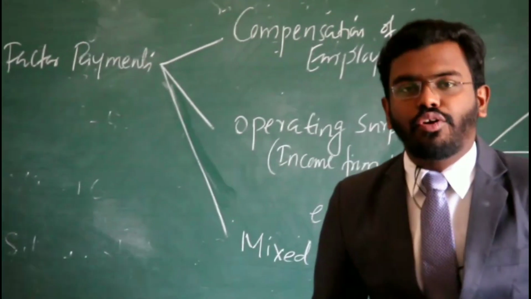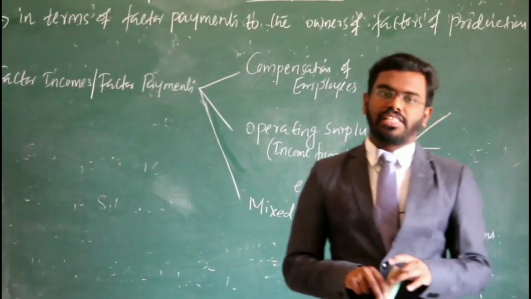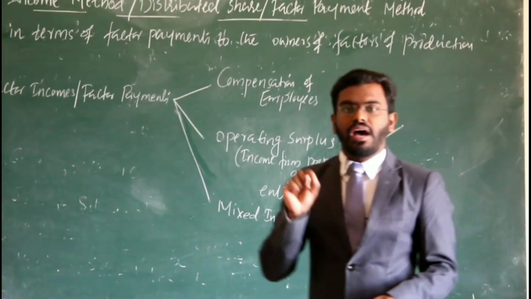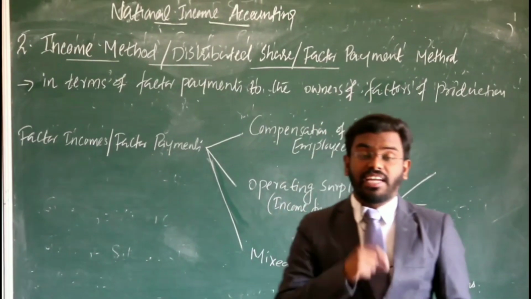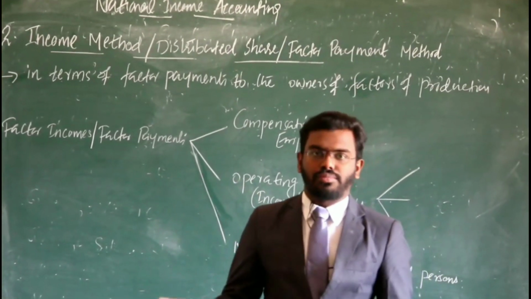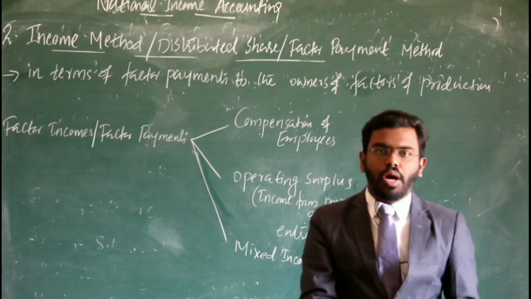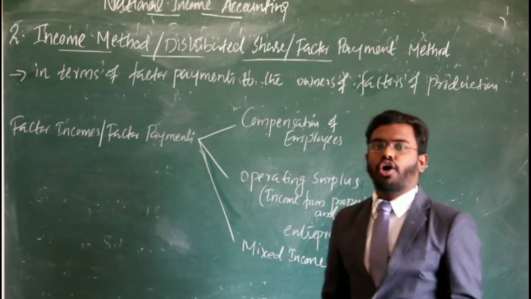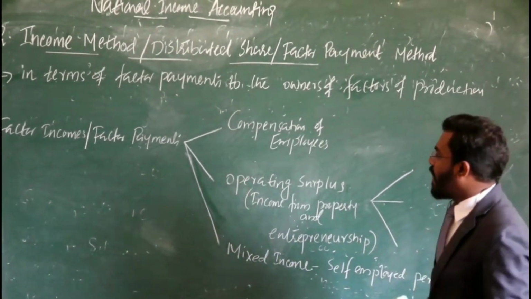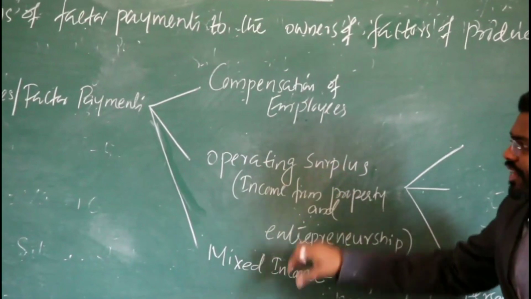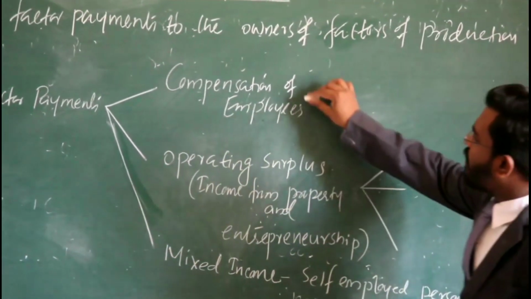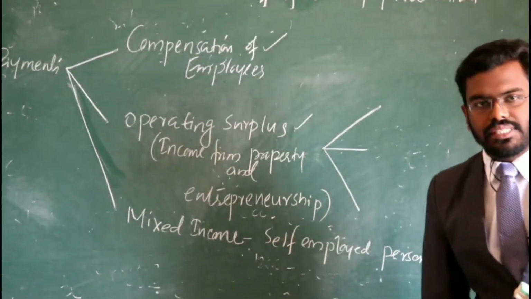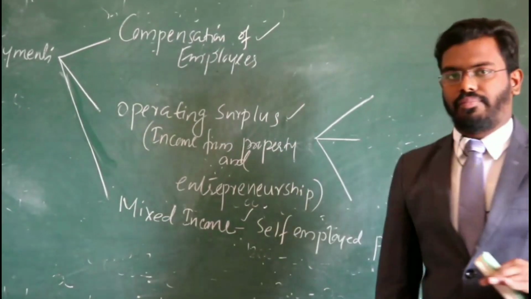Now we need to analyze what is factor income and what is transfer income. In the previous video we already discussed that factor incomes are earned incomes, whereas transfer incomes are unearned incomes. So in the calculation of national income we will consider only factor incomes. Coming to the classification of factor income, mainly we can classify it into three types. First, compensation of employees. Second, operating surplus, and third, mixed income.